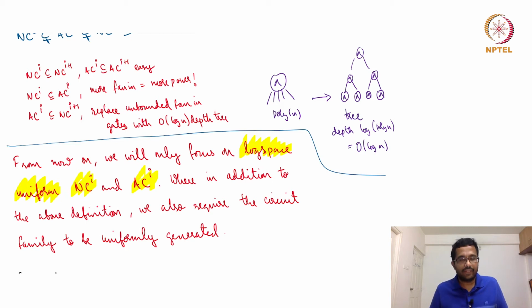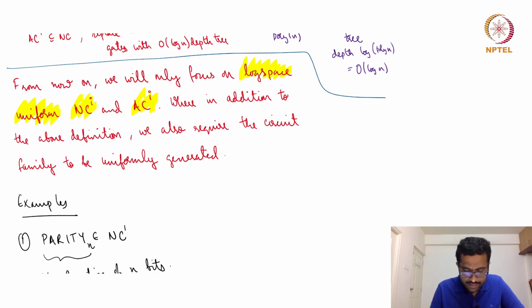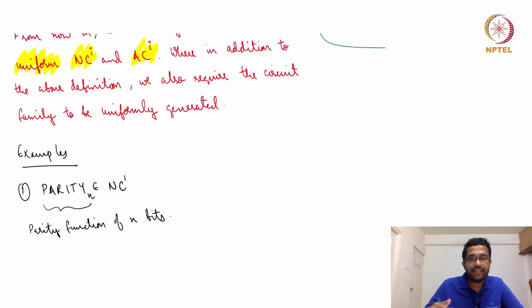Which means that in addition to what we have defined already, we require that the circuit family must be uniformly generated by a log space algorithm, right? So given input k in unary, there should be a log space algorithm that generates a circuit for inputs of size k. Okay. So now let's see some examples. These examples will give us a general idea, and after these examples we will conclude and summarize.